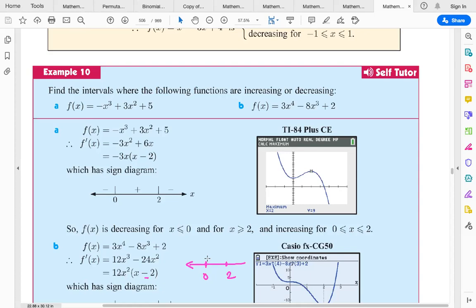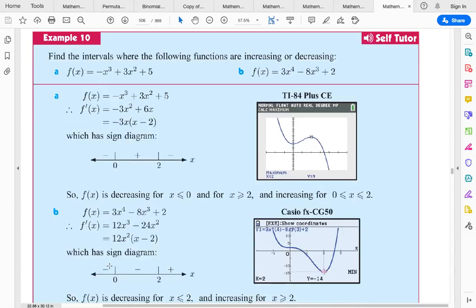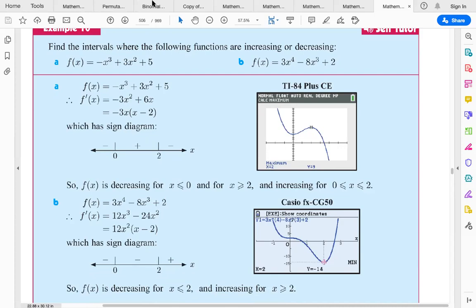In the derivative, it's positive. And if I plug in, let's say, 1, it comes out negative. And if I take -1, it comes out positive. So the sign diagram is positive for less than 0 and more than 2. Let's check the sign diagram in case I made any mistake in drawing it. The sign diagram that we got here is negative, negative, and positive. Yes, that's right.